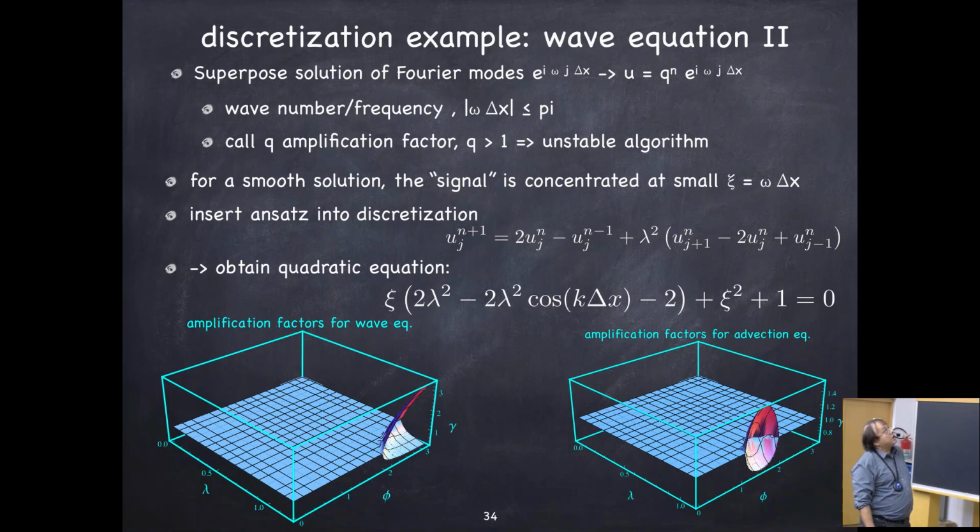All right, so how can we analyze this? Well, let's write again our solution as a superposition of Fourier modes. Let's just pick one mode and see how the scheme acts on a single mode. And then u at time step n is basically, the final solution is just n updates, q to the n times your initial solution. Okay? And the norm of this is called your amplification factor.